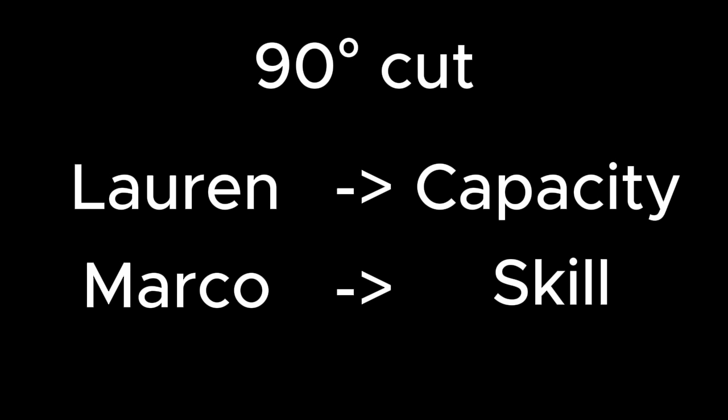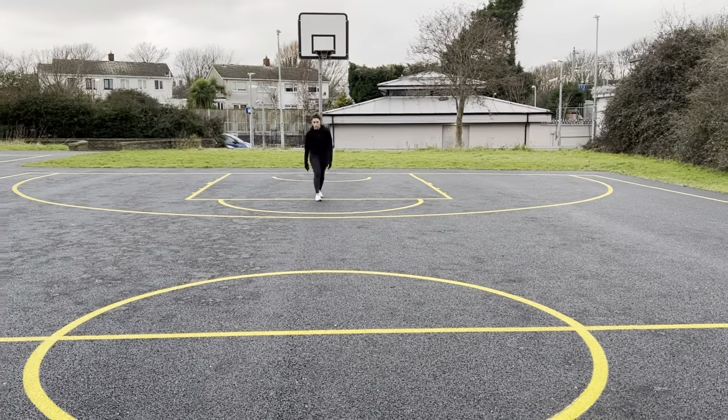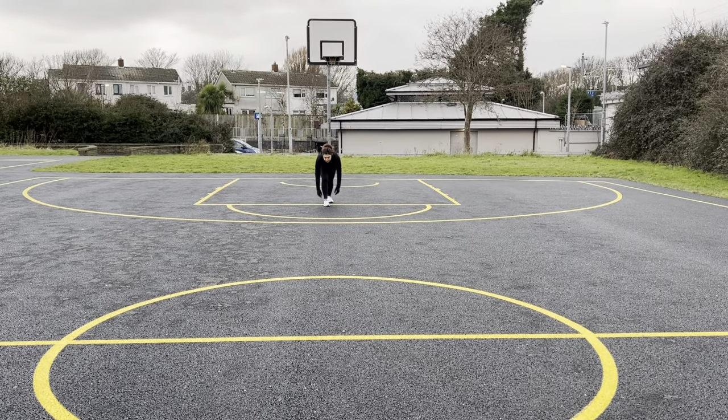Next, we're going to move on to a 90-degree cut. We're going to see Lauren and Marco again, and they will show capacity and skill limitations respectively. Again, we're going to start with Lauren. In the clip, we can see Lauren executing a 90-degree cut, from the front and side view.